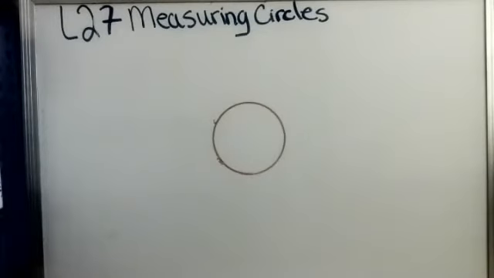This is lesson 27 for course 1, measuring circles. So when you're looking at a circle, there's 3 parts to a circle. And I like to do it in a little story.